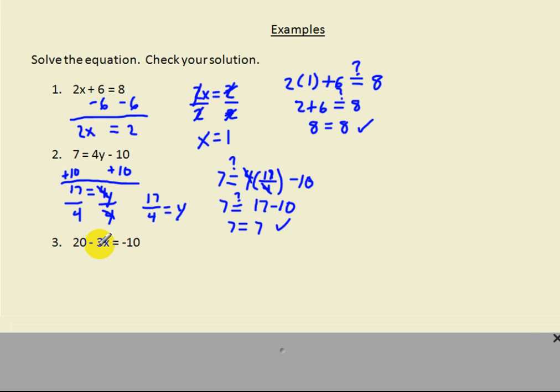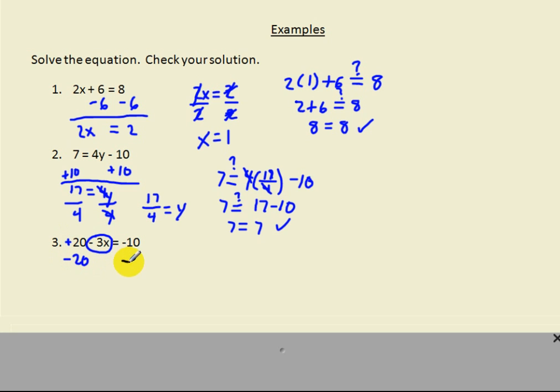Right, number 3, 20 minus 3x equals negative 10. So here we have a multiplication. That's easy to see. What's a little bit more difficult to see is what are we doing with this 20? Well, really what we're doing is taking negative 3x, so let's attach that negative to the 3x, and then we're adding 20 to that. Okay? Because there's no sign in front of the 20, it's a positive, so you can think of that as adding 20. And we're going to undo that by subtracting 20.